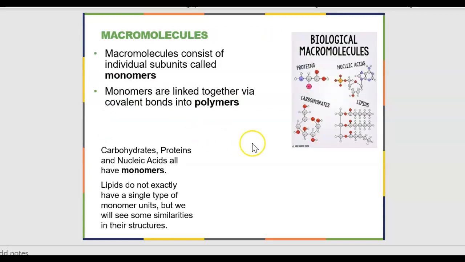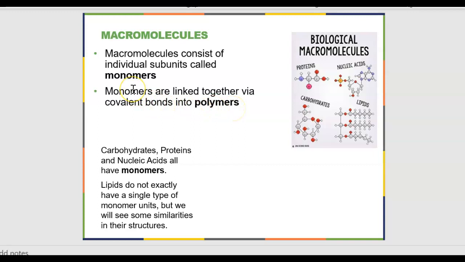So macromolecules, we said they're big, right? Macro meaning large, but many of them are made of individual units, and these subunits are called monomers. Mono means one, and mer means unit. So a macromolecule is something that is built from these monomer units. And when you get larger and larger macromolecules, they form something called a polymer, which means many units.